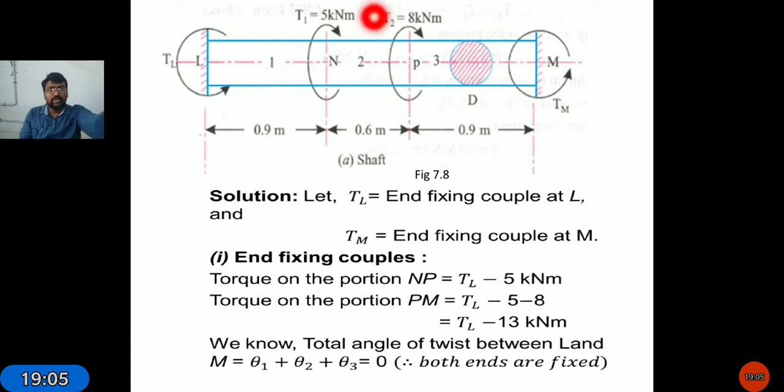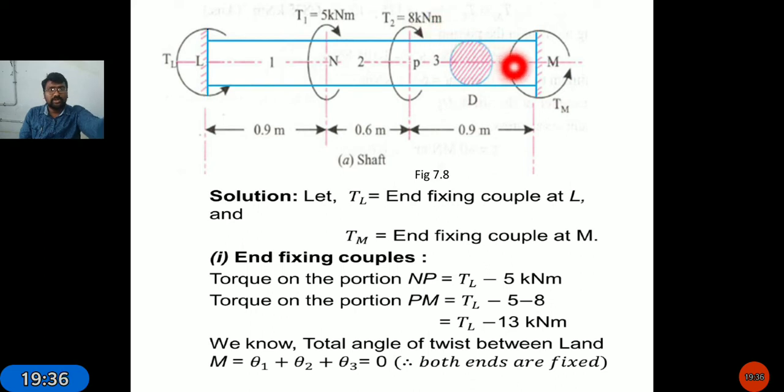Therefore, we are applying 5 kilonewton meter. At this point we need to calculate the torque on the portion, so TL minus T1. It can be written as TL minus T1, where T1 is 5. So that is the torque developed on the portion NP. Similarly, the torque on the portion PM.